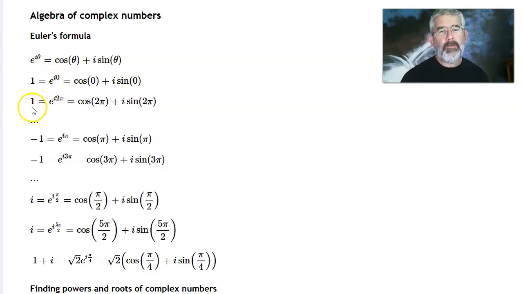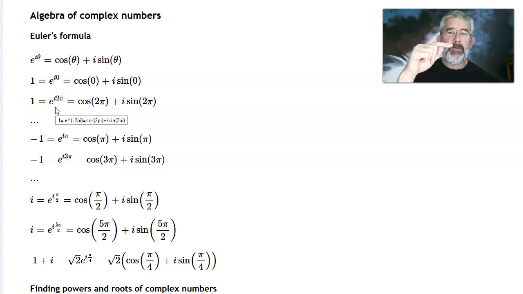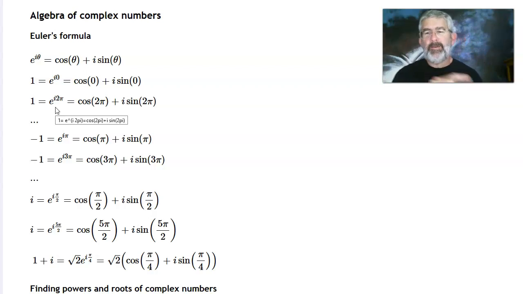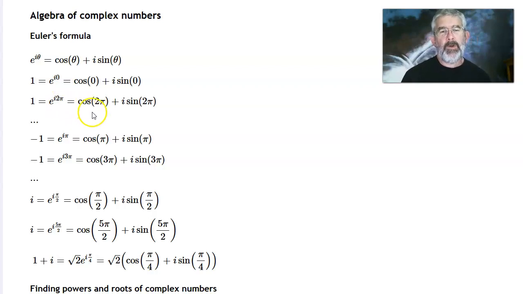Likewise, 1 could be written as e to the i 2 pi, because 2 pi would say go all the way around once. Well, you've gotten yourself back to the real axis, a distance 1 away, which is the number 1. And look at that, it works. Cosine of 2 pi is 1, sine of 2 pi is 0, so again this is 1 plus 0, which is 1. Good. There are infinitely many ways we could do this, because we could say e to the i 4 pi or e to the i 6 pi, or e to the i any even integer times pi would be equal to 1.